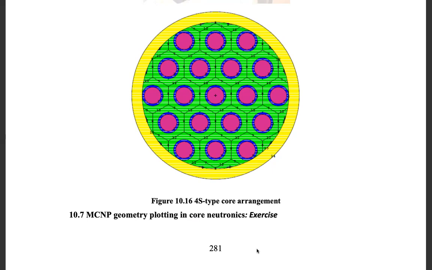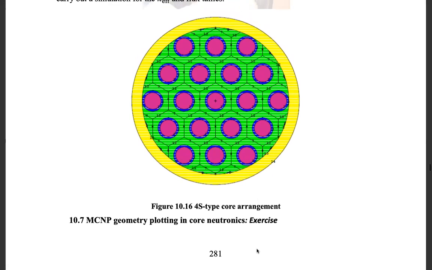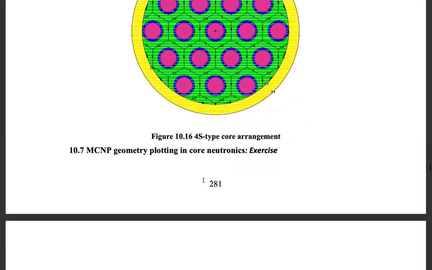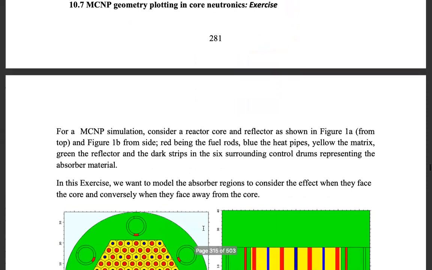So these are the six or seven Generation 4 designs which are being considered. You should try to model the geometry of this. You see the hexagonal regions which repeat, and there's an outside reflector. So try to do this exercise.